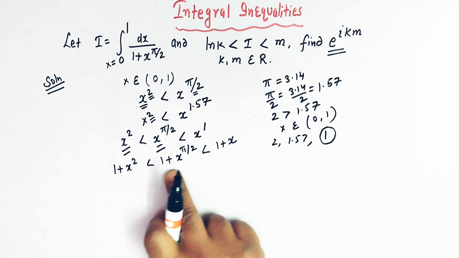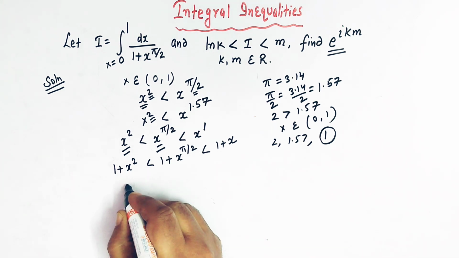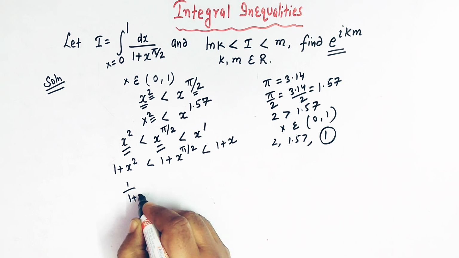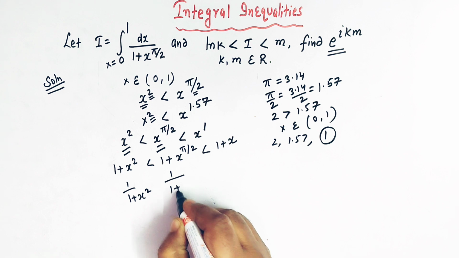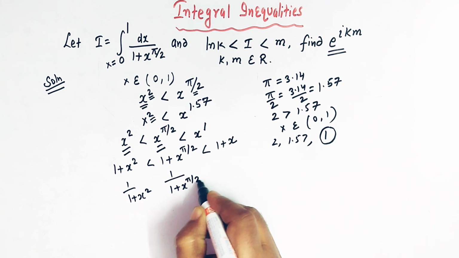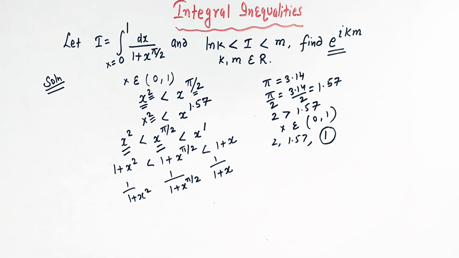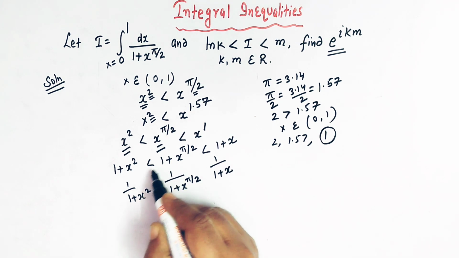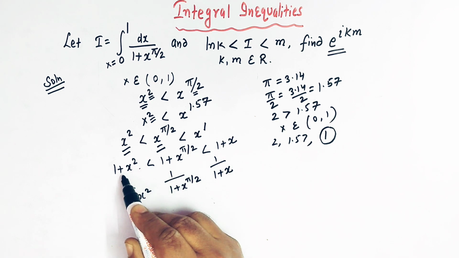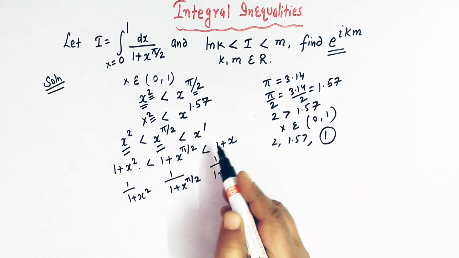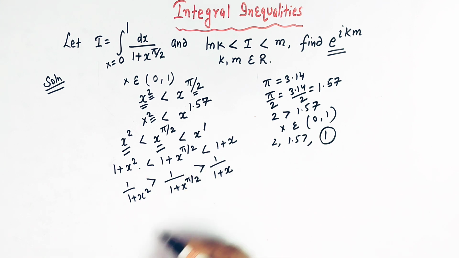Okay, now taking the reciprocal of these three quantities, what we will get, we'll get 1 over 1 plus x square, 1 over 1 plus x raised to pi by 2, and here we have 1 over 1 plus x. Now see the direction of the inequalities. So here when we take the reciprocal of these three terms, then the direction of the inequality gets reversed.